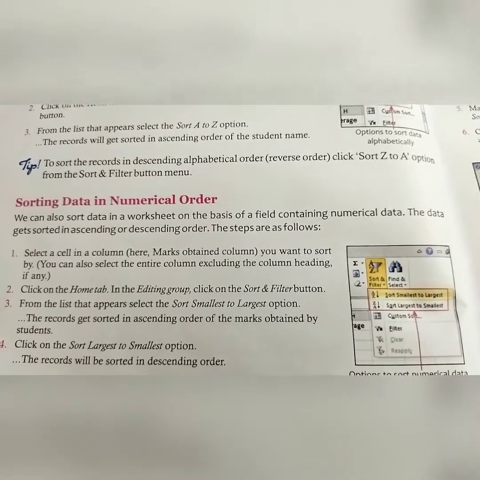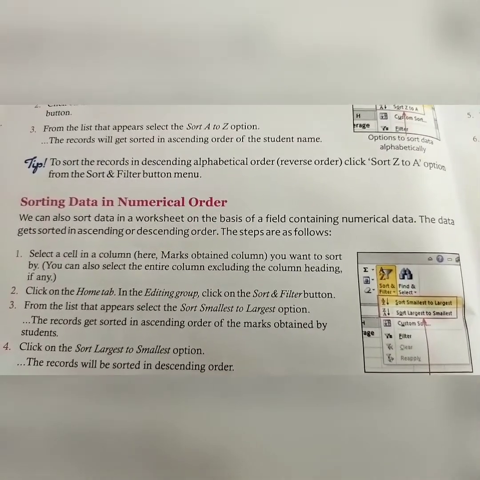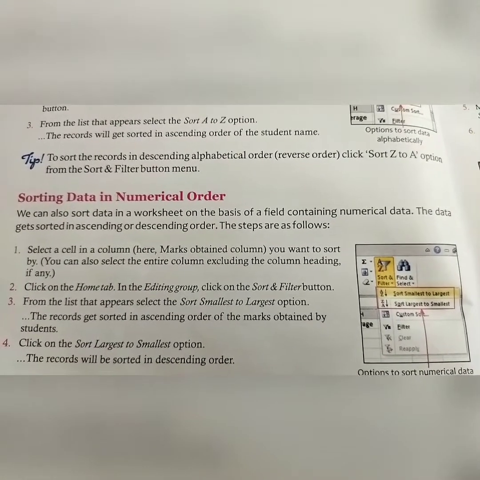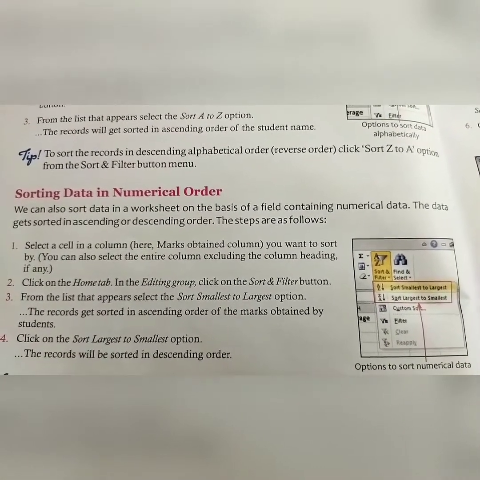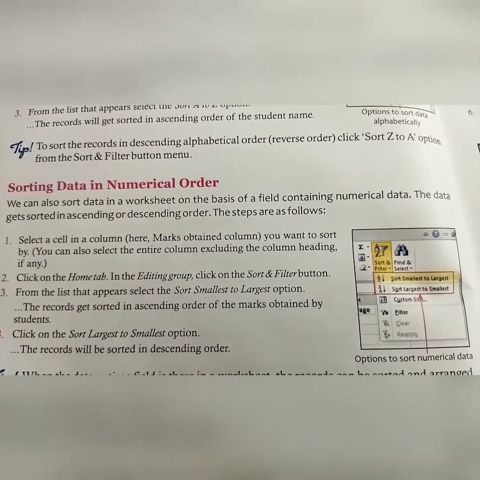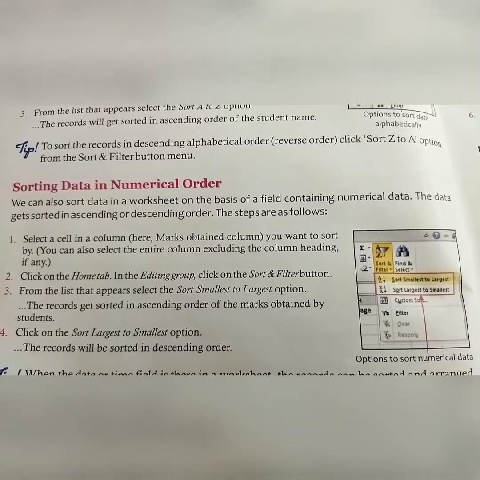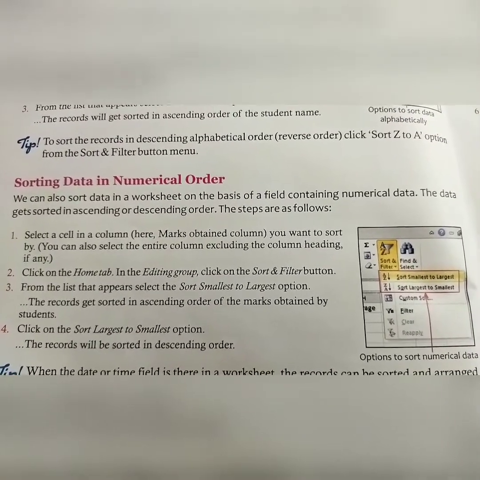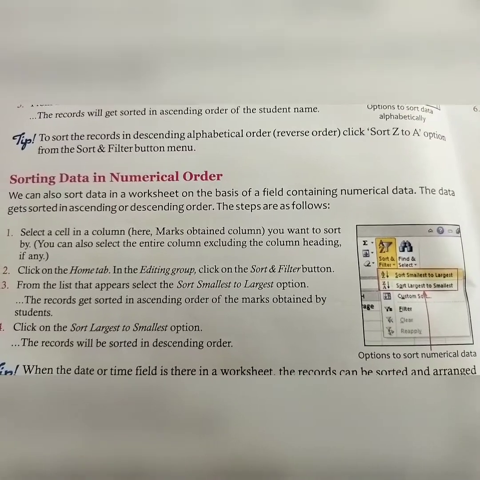Then finally, sorting data in numerical order. You can change our data and sort on a numerical basis, in ascending or descending order both. The steps are as follows. Select a cell in a column, here the marks obtained column, that you want to sort by.